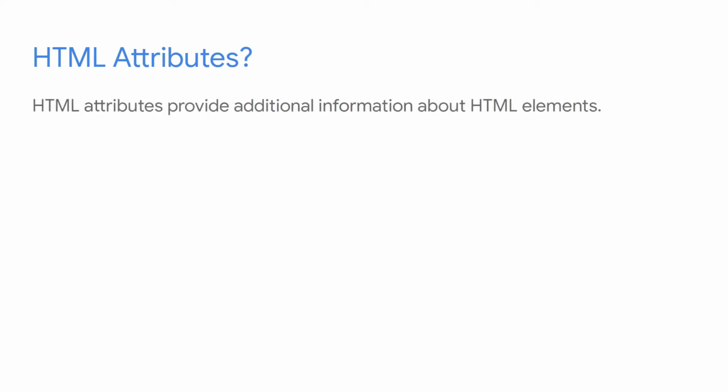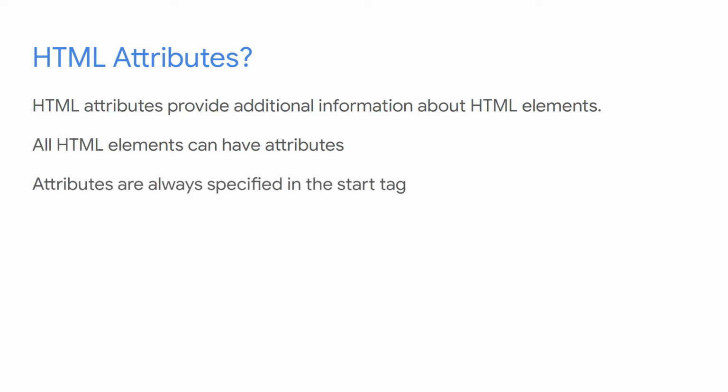Basically, HTML attributes provide additional information about HTML elements. For example, we can add an image with the help of the image tag in HTML. So we can add additional information like the source of the image, or alternative text, so if no image is found, we can print some text. The first property is that all HTML elements can have attributes.